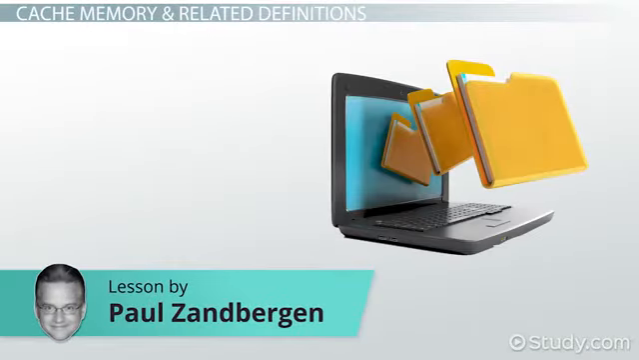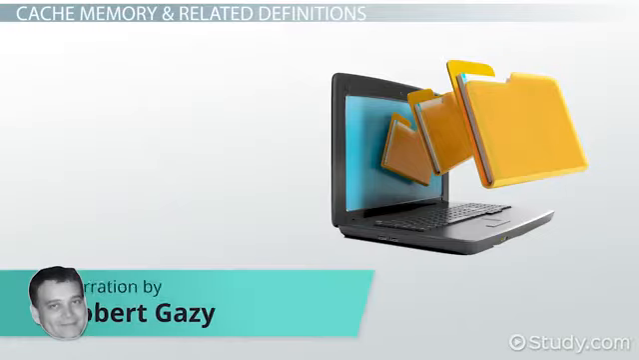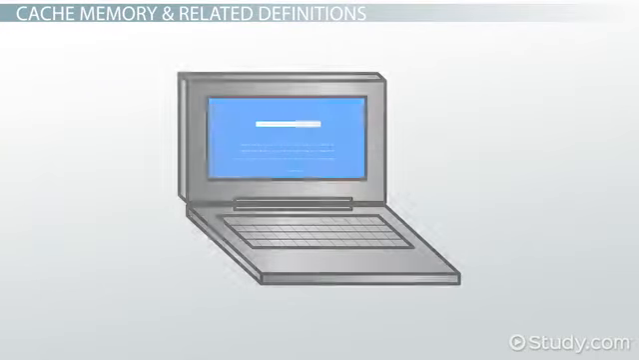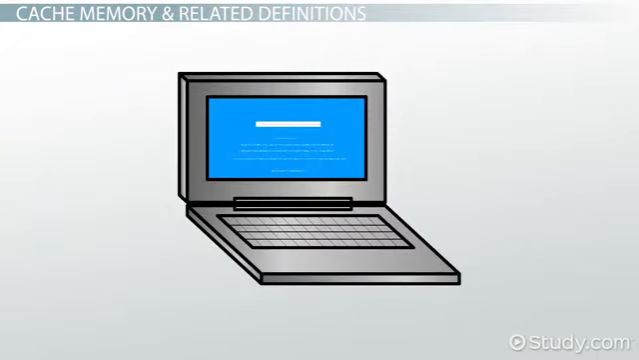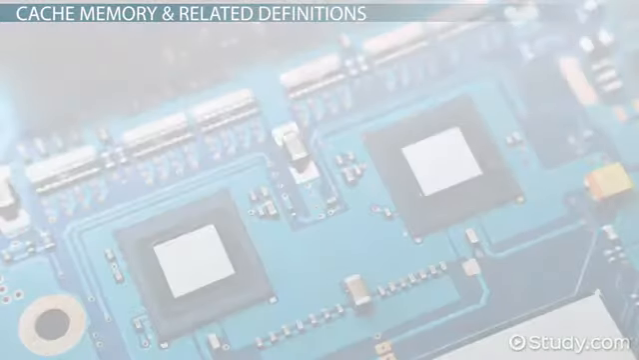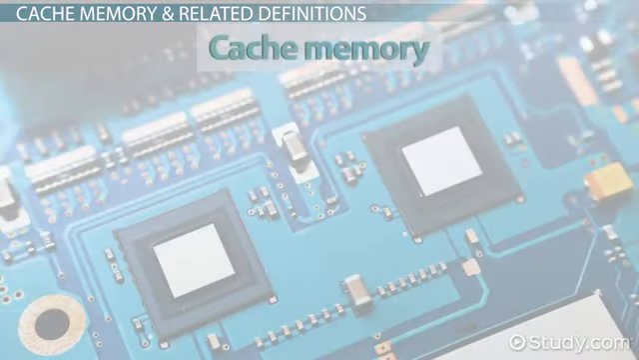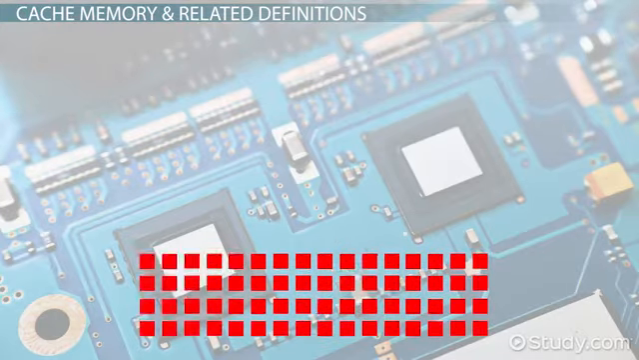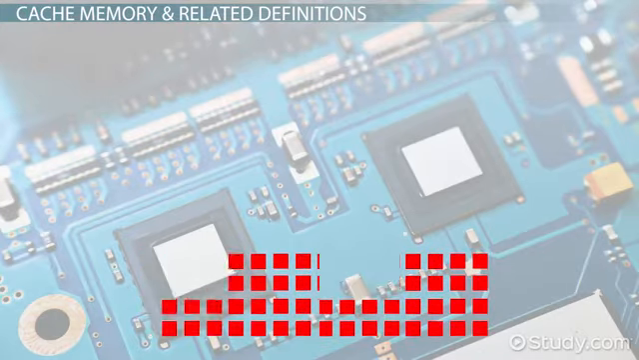Computer engineers are always looking for ways to make a computer run faster. A multi-core chip, more memory, and a faster video card can all be used to improve the performance of a computer. One very effective method to improve speed is the use of cache memory. Cache is a type of memory that is relatively small but can be accessed very quickly. It essentially stores information that is likely to be used again.